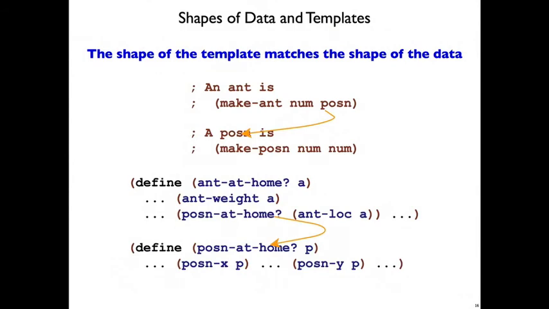Okay, so what you see when we get to the end is that we had these data definitions, ant and posn, and we ended up with programs, in particular templates, and then the programs derived from the templates, that match the shape of that data. It looks obvious in this case, but as we go, this concept of making the program match the shape of the data definition is going to be crucial to writing programs that work.